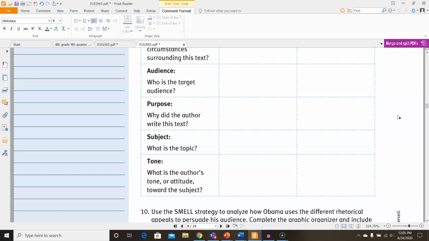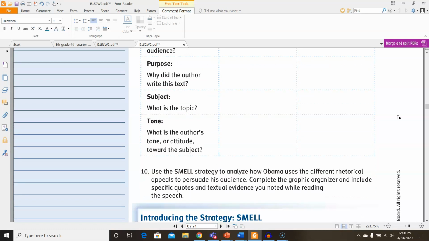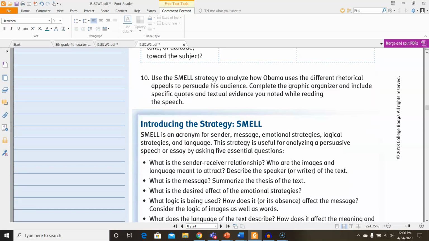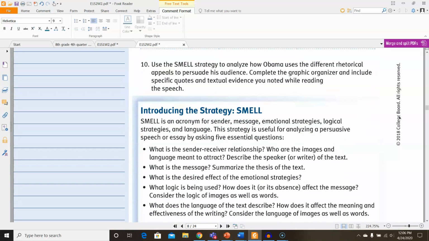Subject. What is the topic? So what subject is being talked about here? You would write that in analysis and then give support in the other box. And then tone. What's the author's tone or attitude toward the subject? So what is Obama's attitude based on your analysis, and then what evidence you have that shows you what the analysis is. So now we're also going to be looking at the SMELL strategy to analyze how Obama uses the different rhetorical appeals to persuade his audience.